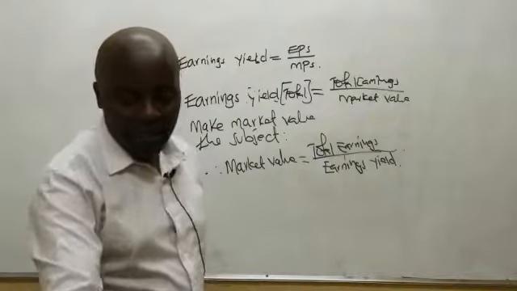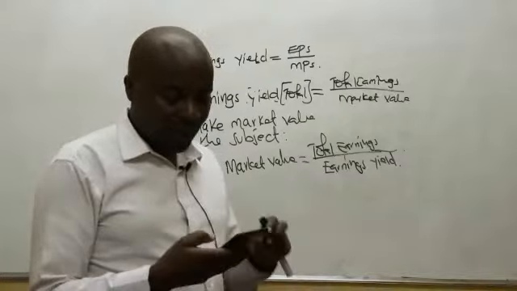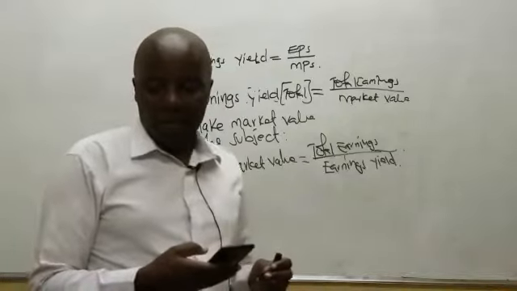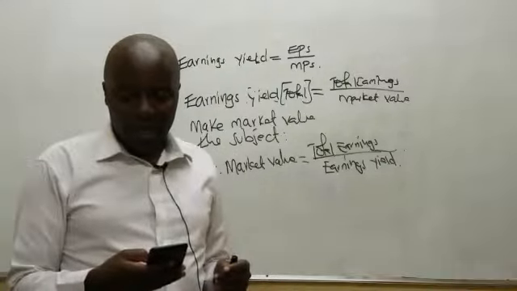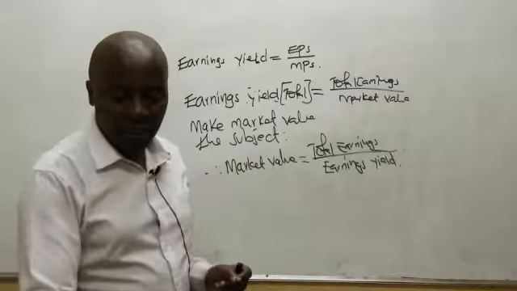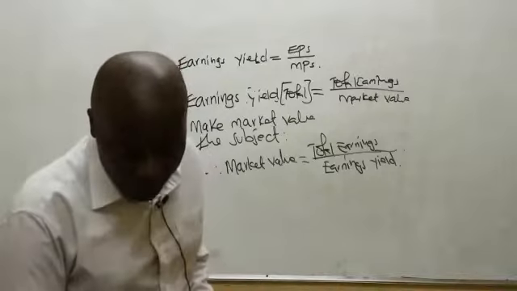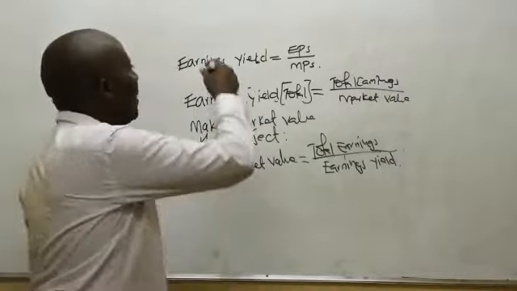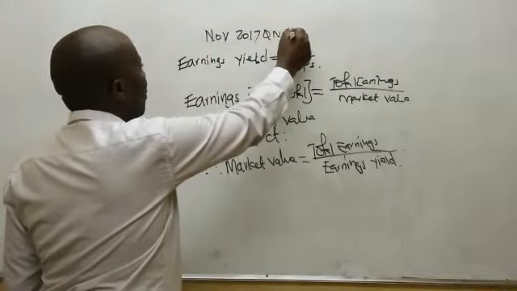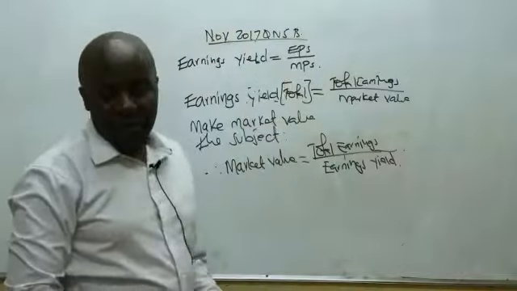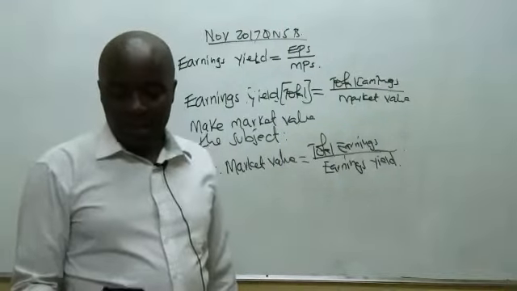Which question, Sumaya? She wants to know the question. This question is November 2017, question number 5B. Market value equals total earnings all over earnings yield. So it's November 2017, question number 5B.